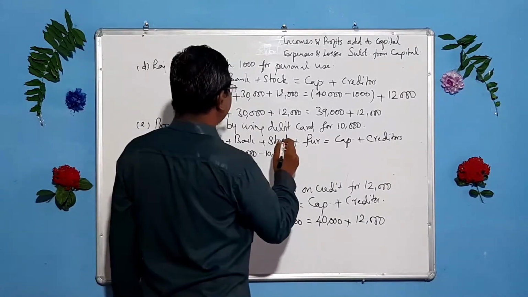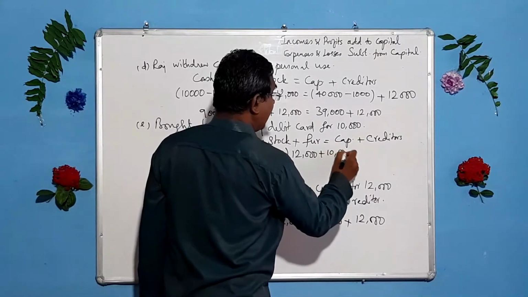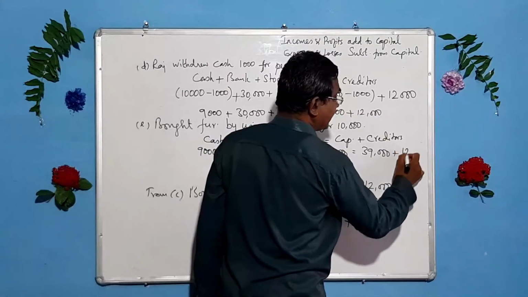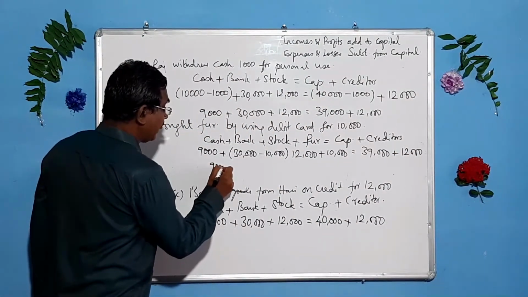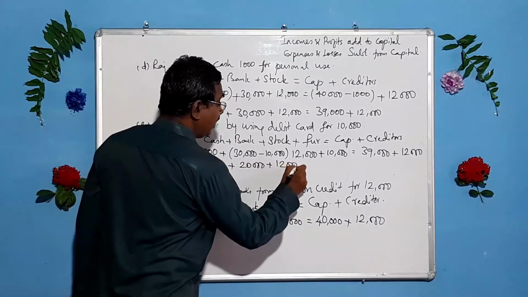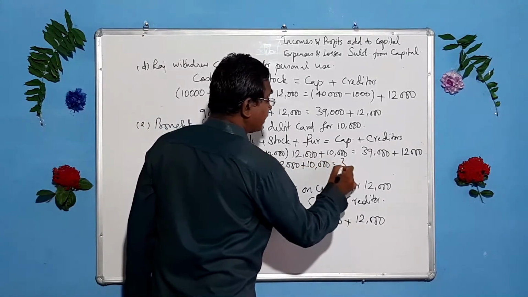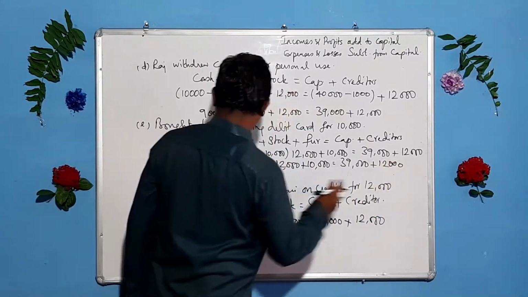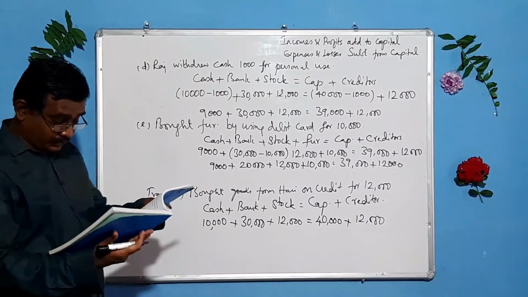Stock remains the same, 12,000. Now we have bought furniture for 10,000, and there is no change in the capital and no change in the creditors. So cash is 9,000, bank is 20,000, stock is 12,000 and furniture is 10,000. There is no change in the capital, 39,000, and 12,000 creditors. This is the equation and this is the amount. Now let us go to the next one.